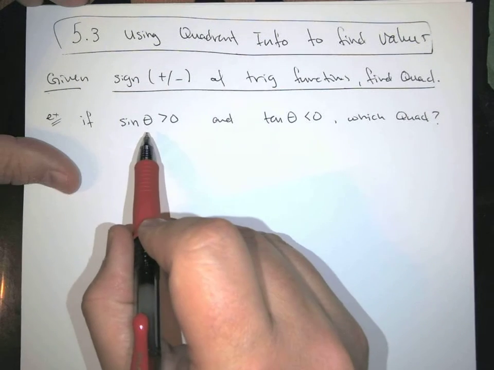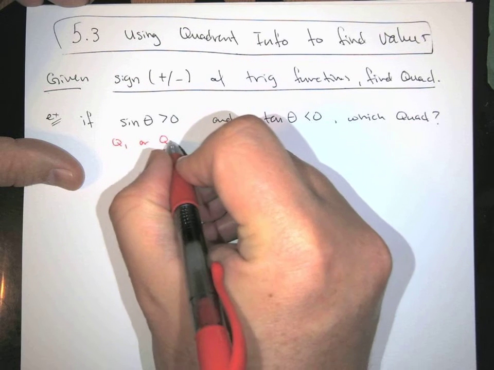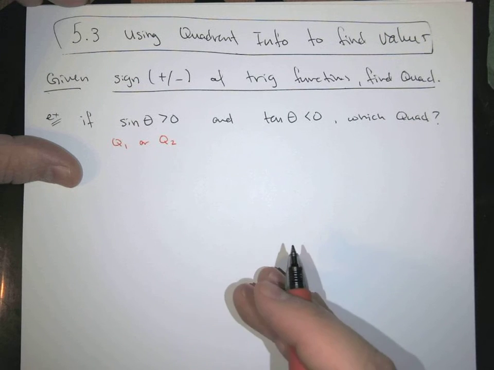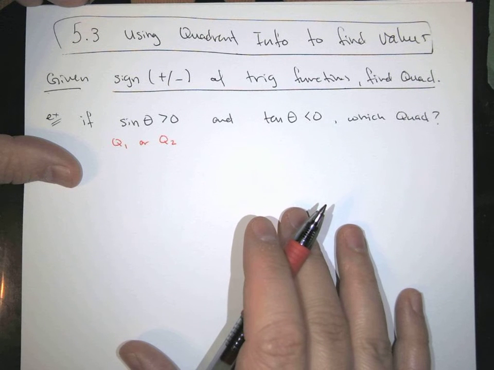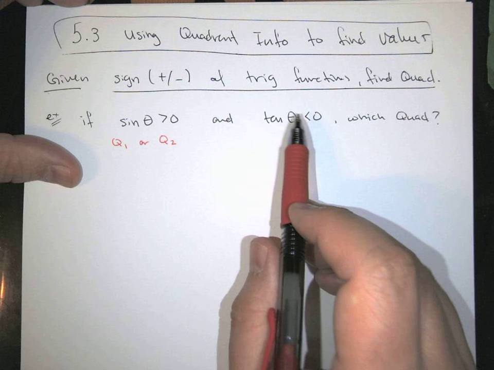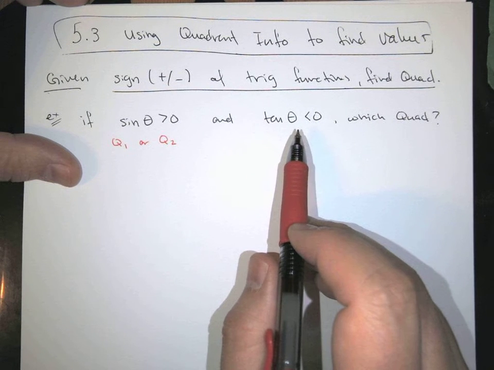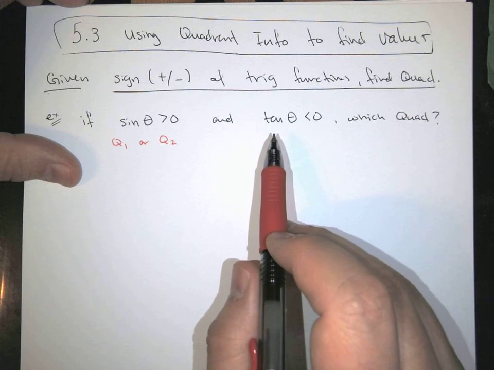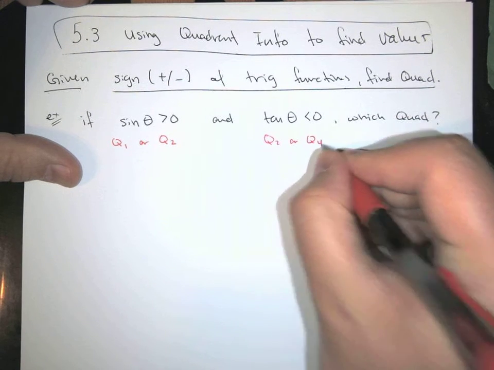If the sine is positive, that's going to happen either in quadrant 1 or quadrant 2, because sine is associated with the y-coordinate and the radius. The radius is always positive, so it really is just based on the y values. So positive y values are in quadrant 1 and quadrant 2. Tangent is negative. Tangent is a mixture of the x value and the y value, so you need them to be out of sync. So tangent will be negative in quadrant 2 or quadrant 4.